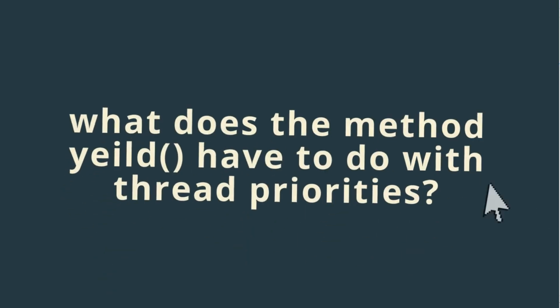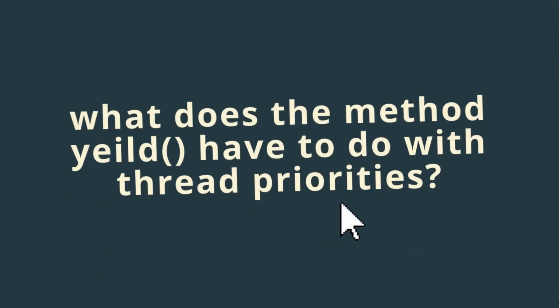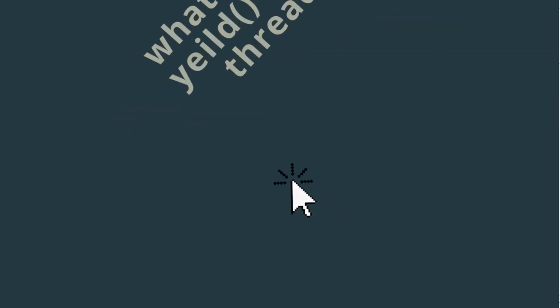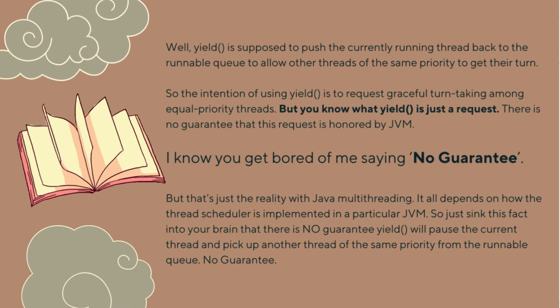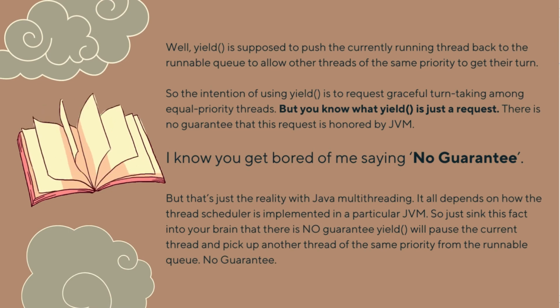Now what does the yield method have to do with thread priority? Well, the yield method is supposed to push the current thread back to the runnable queue to allow other threads of the same priority to get their turn. So the intention of using yield is to request graceful turn taking among equal priority threads.